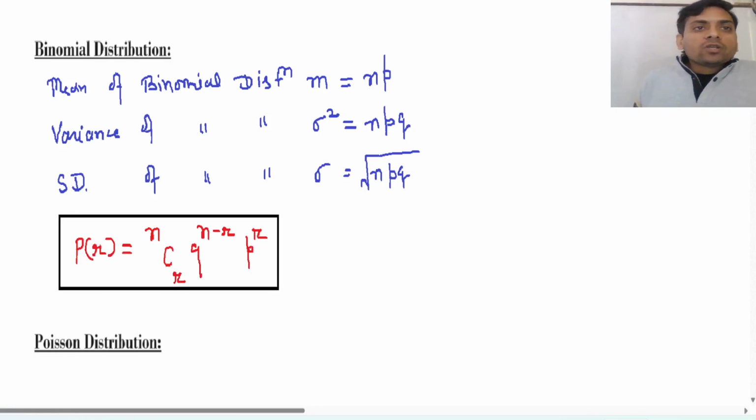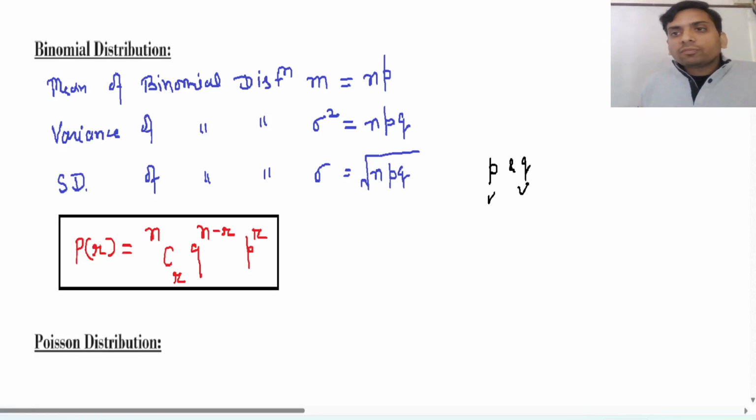Clear? Okay. So we will use this binomial distribution when both the probabilities are in considerable form. This means P and Q both. Just like case of coin, case of dice, we will use both the probabilities. That's why in this case of variance, we have both the probabilities P and Q. And PQ, this means we are considering P and Q both.